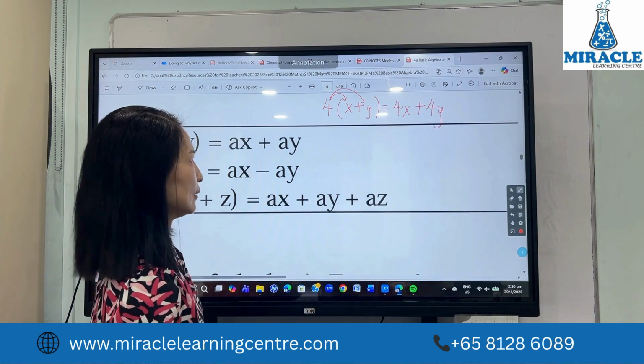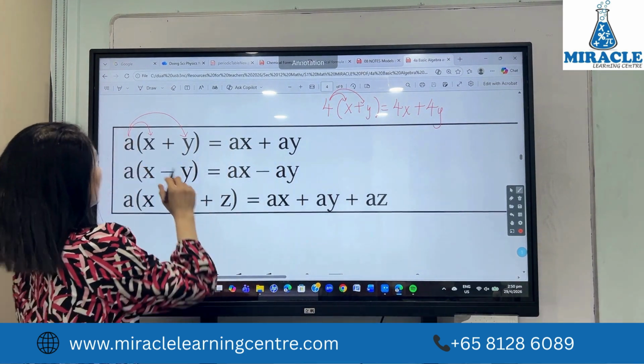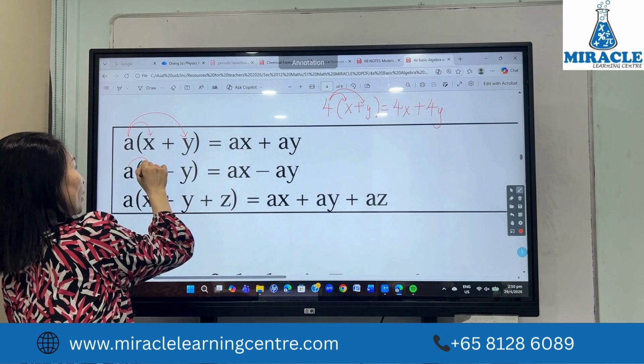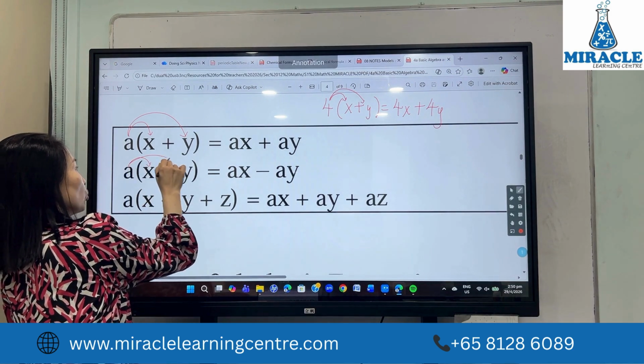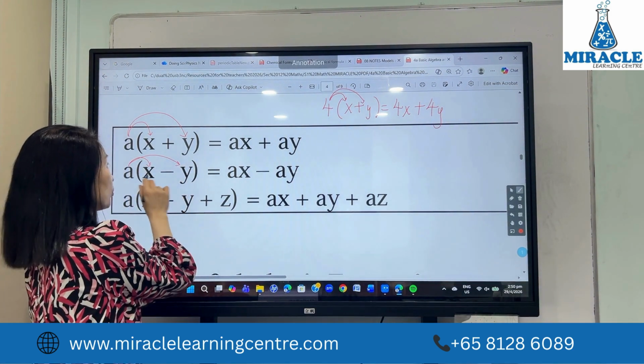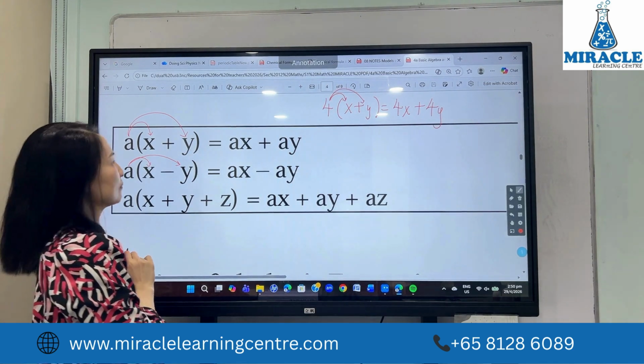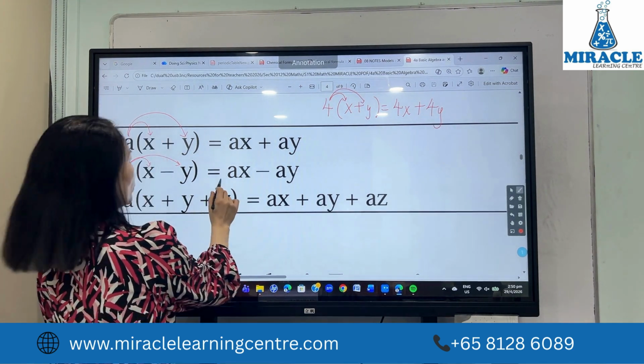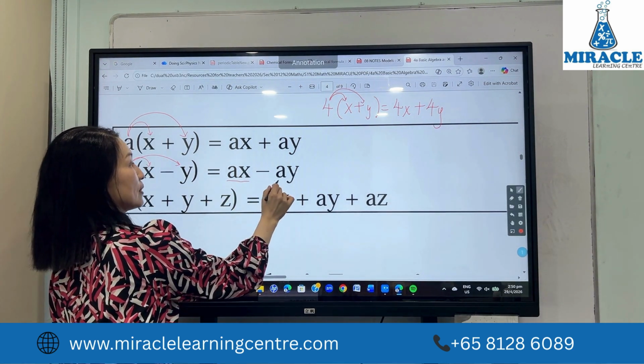How about if it's minus? It's the same. Okay, we will multiply a to x, the first one, and a to y also. Okay, we have to be fair to them. Both of them will get part of a. So for example, here you'll get ax minus ay.